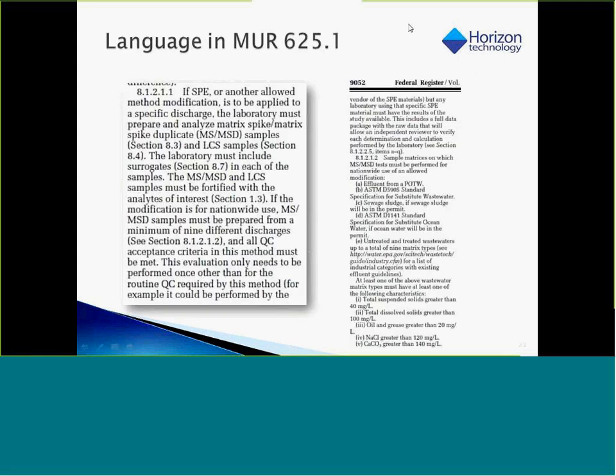We'll move on then to the method update rule and what they say, 625.1, for flexibility. Subphase extraction or another allowed method modification is to be applied to a specific discharge. Laboratory must prepare and analyze matrix spike duplicate samples, and other criteria. So really what they're asking for is a validation of the specific equipment that will be used in the laboratory.